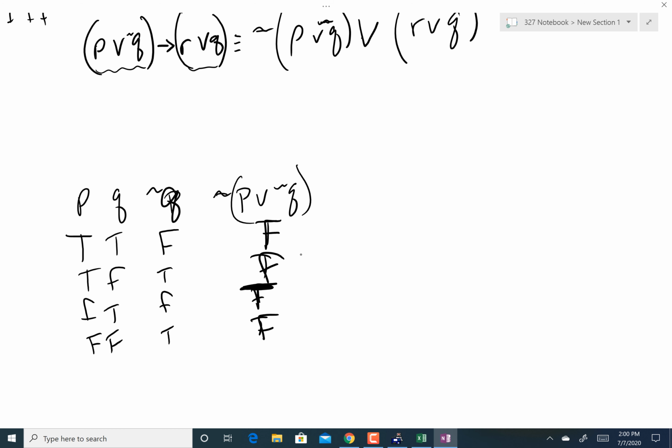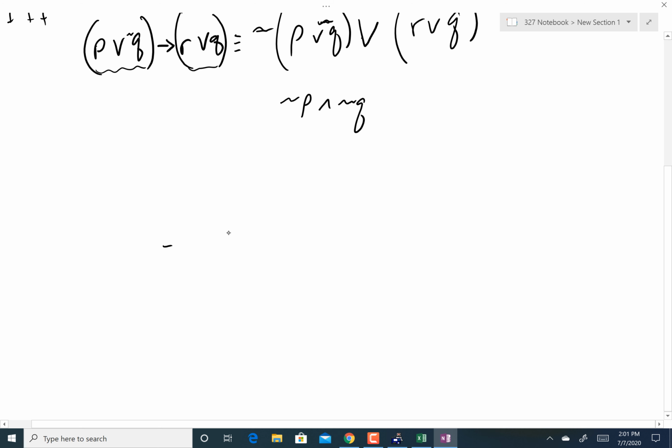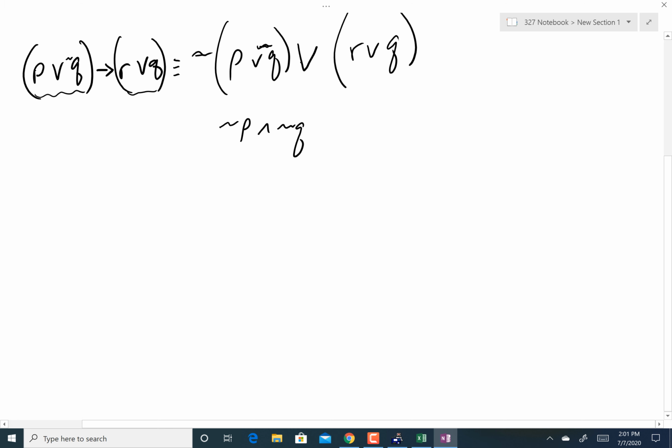Aha. Yeah, so not (P or Q) is equivalent to not P and not Q. So this would be not P and not Q. Okay, it's from back on that page 35. Okay, cool.